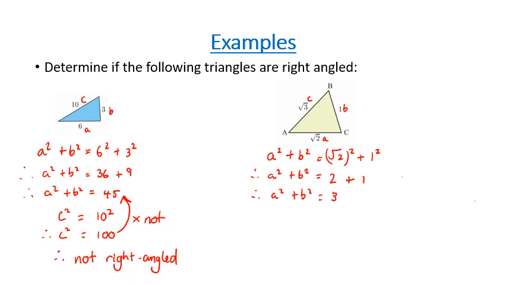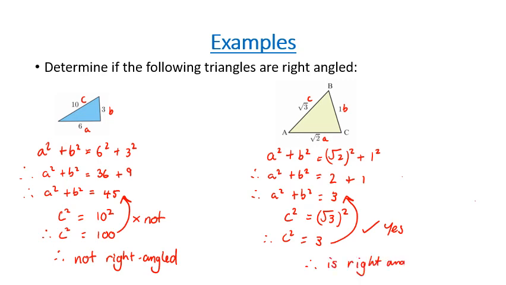Now I need to work out my C squared. C squared is actually the square root of 3 all squared. And the square root of 3 all squared is simply 3. And as this does equal that, then this triangle is right angled. And we've proven that using Pythagoras' theorem.